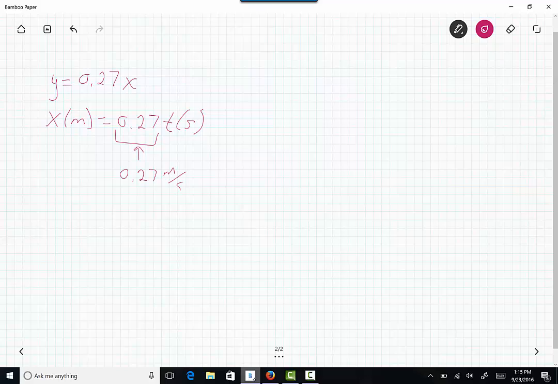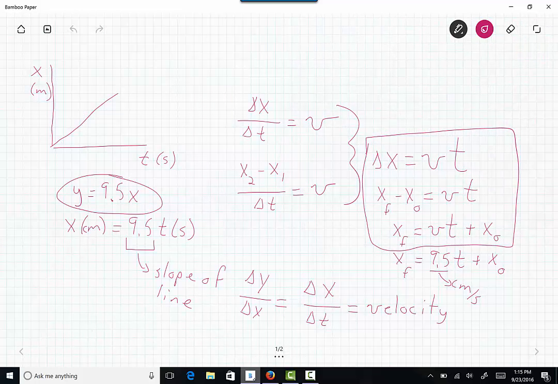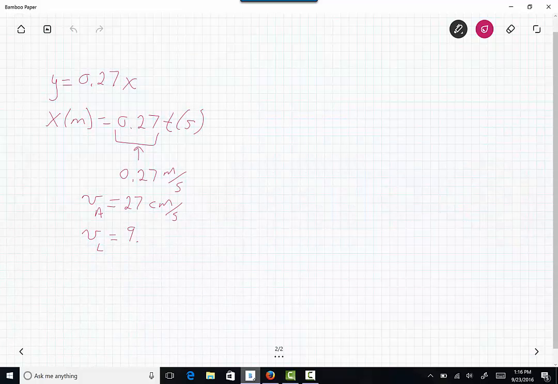0.27 meters per second. If we want to change this into centimeters per second so we can compare it to Lucas's, remember that there are 100 centimeters in a meter, so we would have to multiply this by 100, which means that her car was going 27 centimeters per second. That's Annabelle's velocity, and Lucas's velocity was 9.5, I think. Where are we? Yep, 9.5. So almost 3 times as fast.